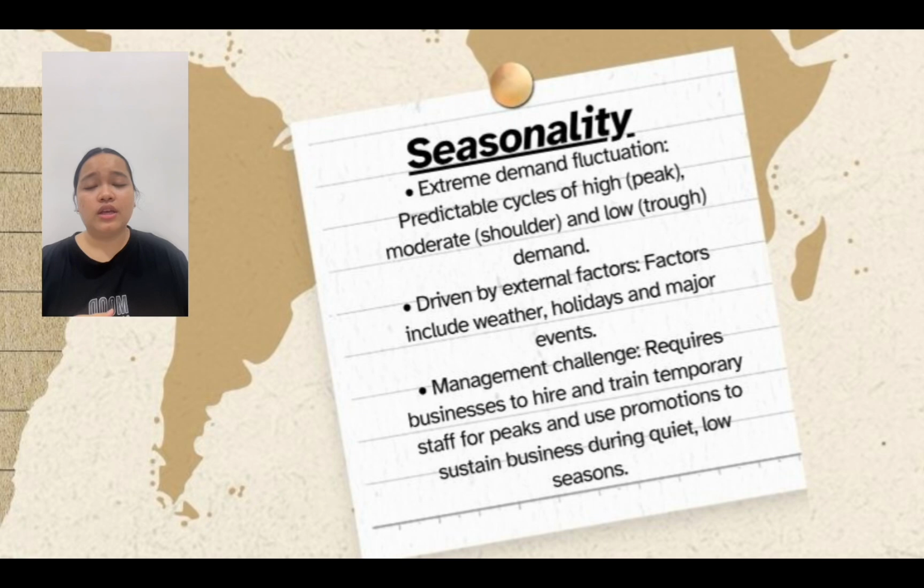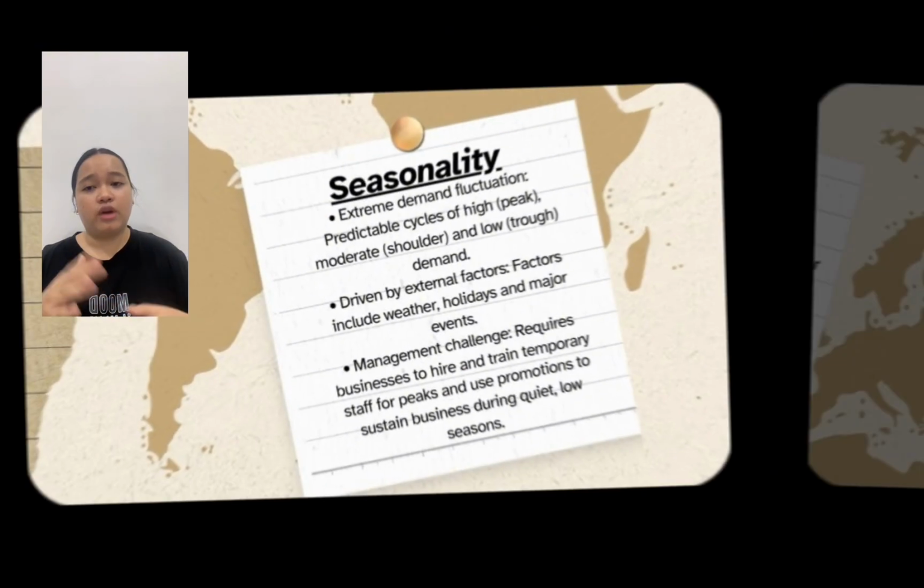For example, in Malaysia, local beach resorts in Langkawi or Sabah are busier during school holidays and dry seasons, but experience fewer visitors during the monsoon periods. So to stay profitable, businesses may offer off-season promotions or create events and festivals to attract visitors year-round.